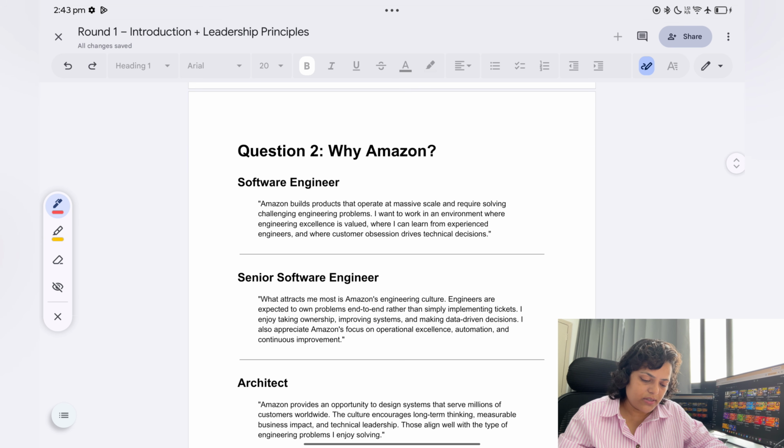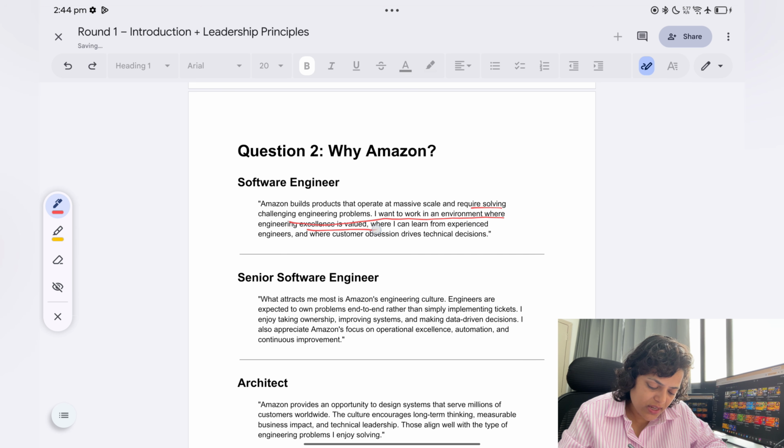Now, the next one is why Amazon? A software engineer would answer that Amazon builds products that operate at massive scale, requiring solving challenging engineering problems. I want to work in an environment where engineering excellence is valued, where I can learn from experienced engineers, and where customer obsession drives technical decisions.